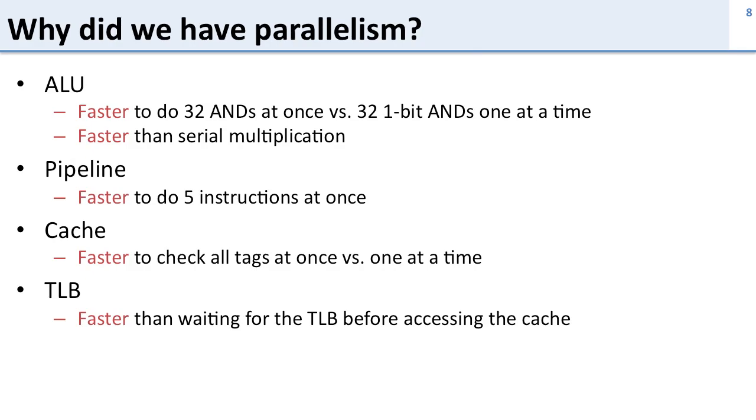So why do we have parallelism? Well, we do parallelism for performance. And this makes sense. Parallelism does multiple things at the same time, and if we do multiple things at the same time, we'll finish faster. But it's also much more complicated, because now we have to keep track of all those things we're doing at the same time.